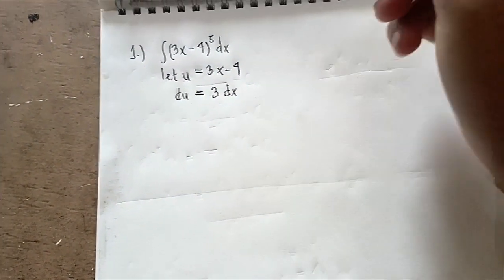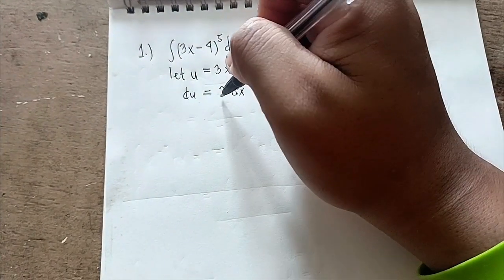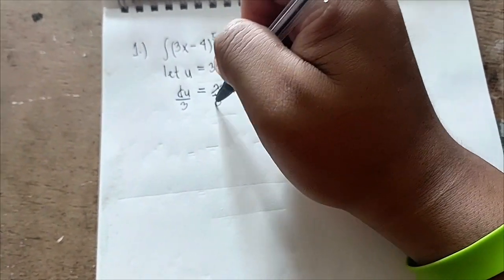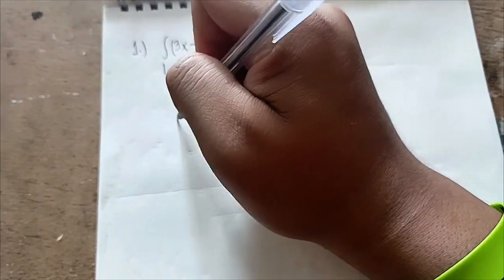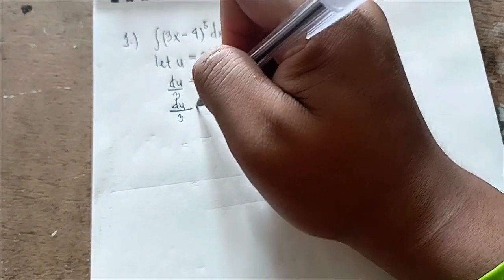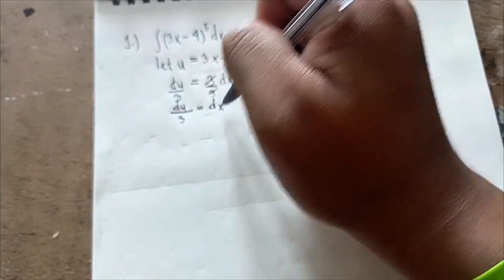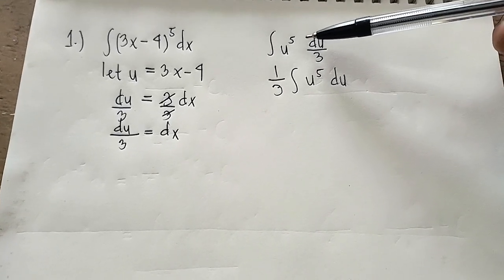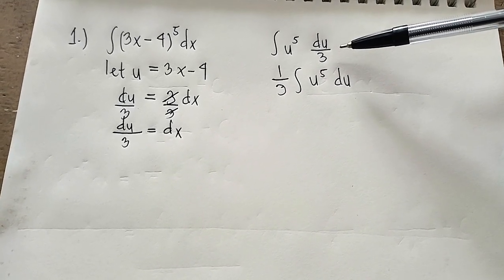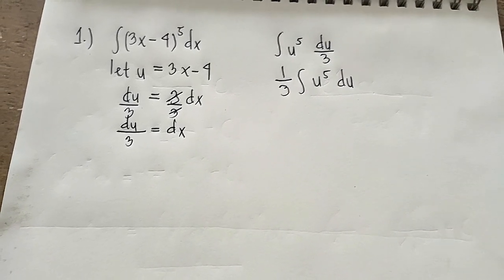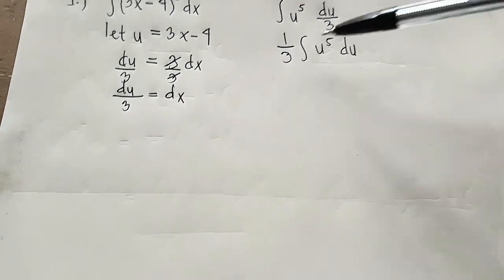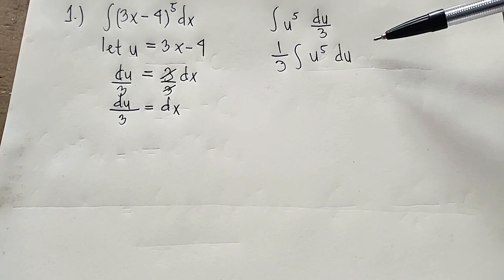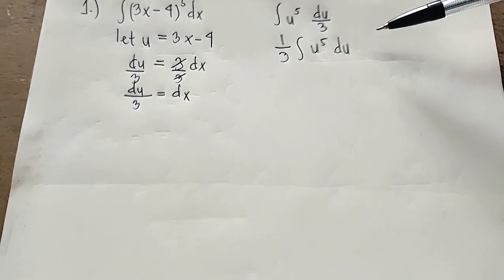So to cancel out the 3, divide both sides by 3. So we have du over 3 is equal to dx. We are going to substitute into the integral our u to the power of 5, then our dx, which is du over 3. Then we can put 1/3 outside the integral, so we will have the integral of u^5 du.